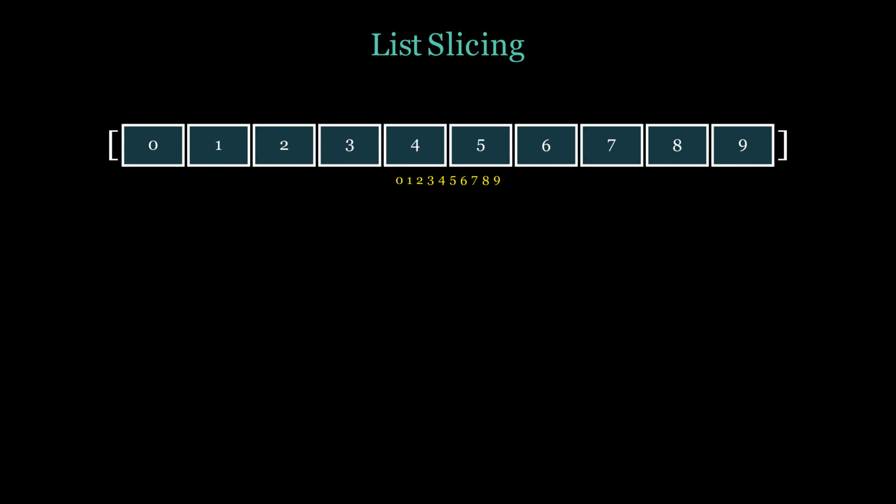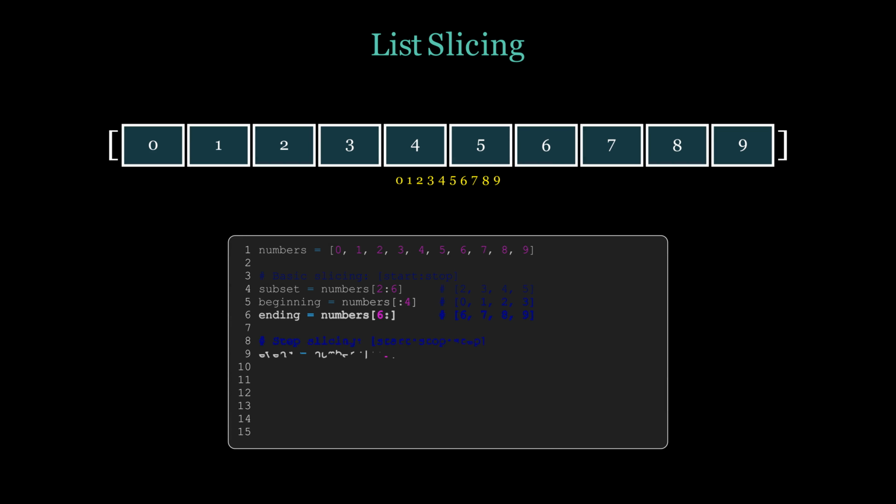Slicing extracts portions of lists using the colon notation. It's incredibly powerful for getting sublists without modifying the original. Let's use this list of numbers from 0 to 9 to demonstrate various slicing operations. The slicing syntax is start:stop:step. When start is omitted, it defaults to the beginning. When stop is omitted, it goes to the end.